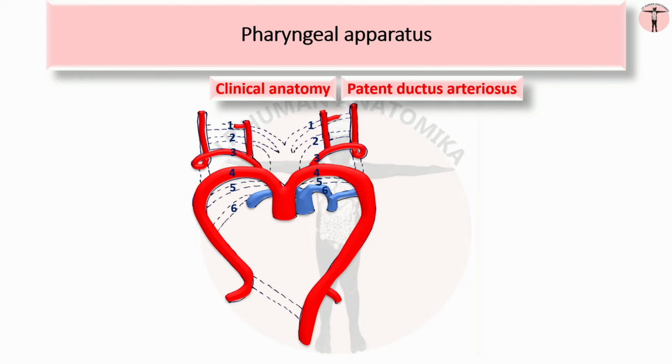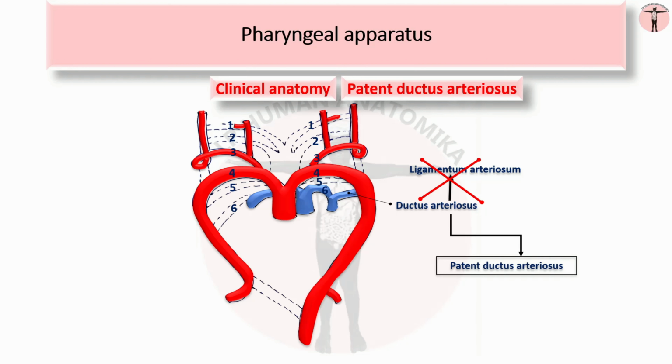Under normal conditions, the ductus arteriosus is functionally closed through contraction of its muscular wall shortly after birth and forms the ligamentum arteriosum. Anatomical closure by means of proliferation of the intima takes 1 to 3 months. In some cases, the closure might not occur and the ductus arteriosus persists. It is called the patent ductus arteriosus.